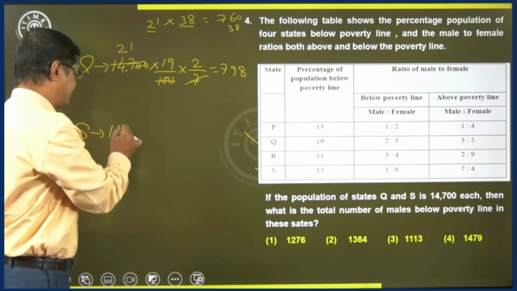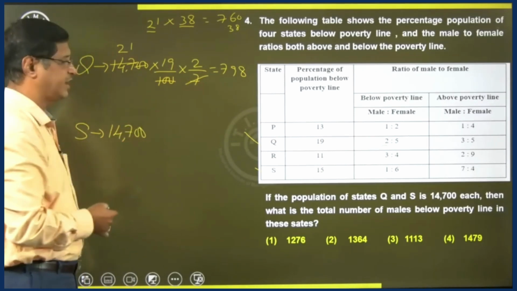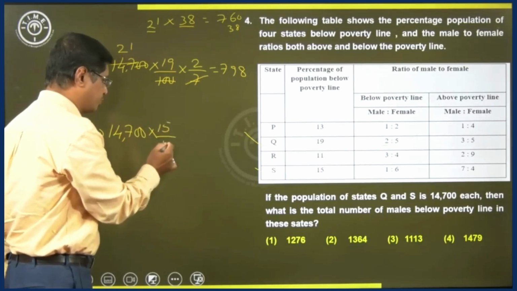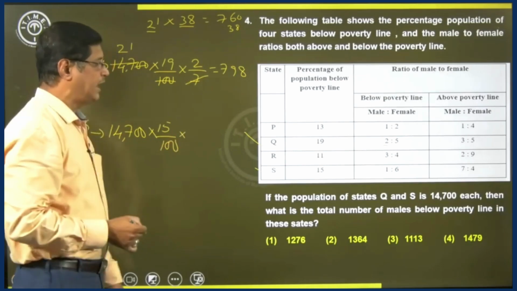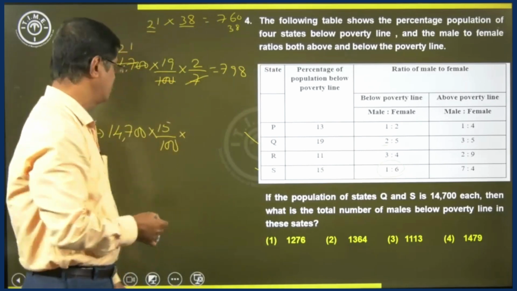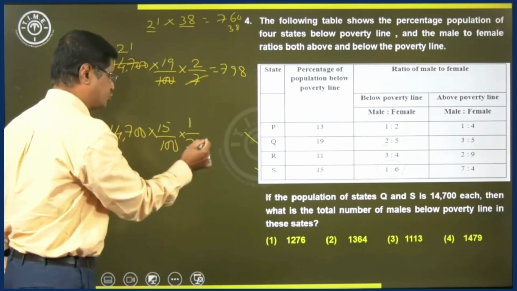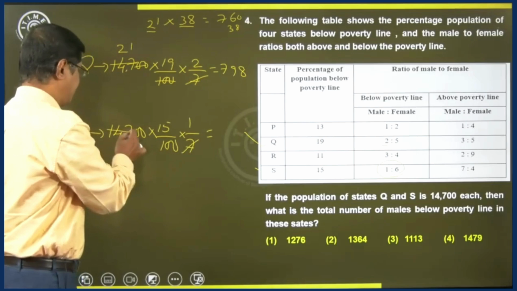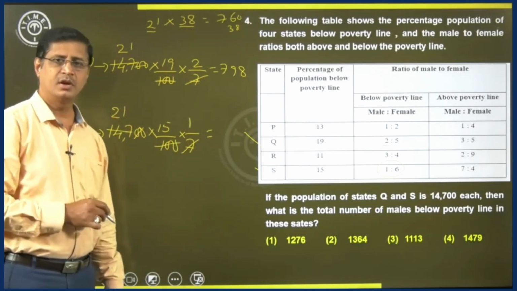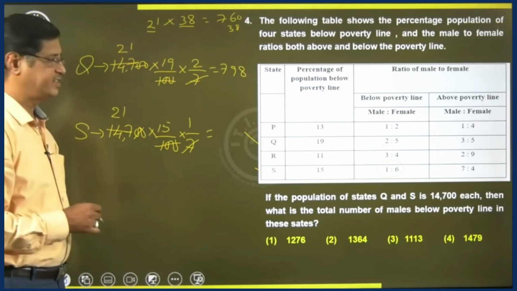Okay, now what about the S population here? That is again 14,700. In that, 15% is the population below the poverty line. Male to be found means the ratio of male to female is 1:6, means male is 1 by the sum of the ratios. Simplify. 0 to 0 we can cancel. 7 goes exactly 21 times in 147. Now what is the result?